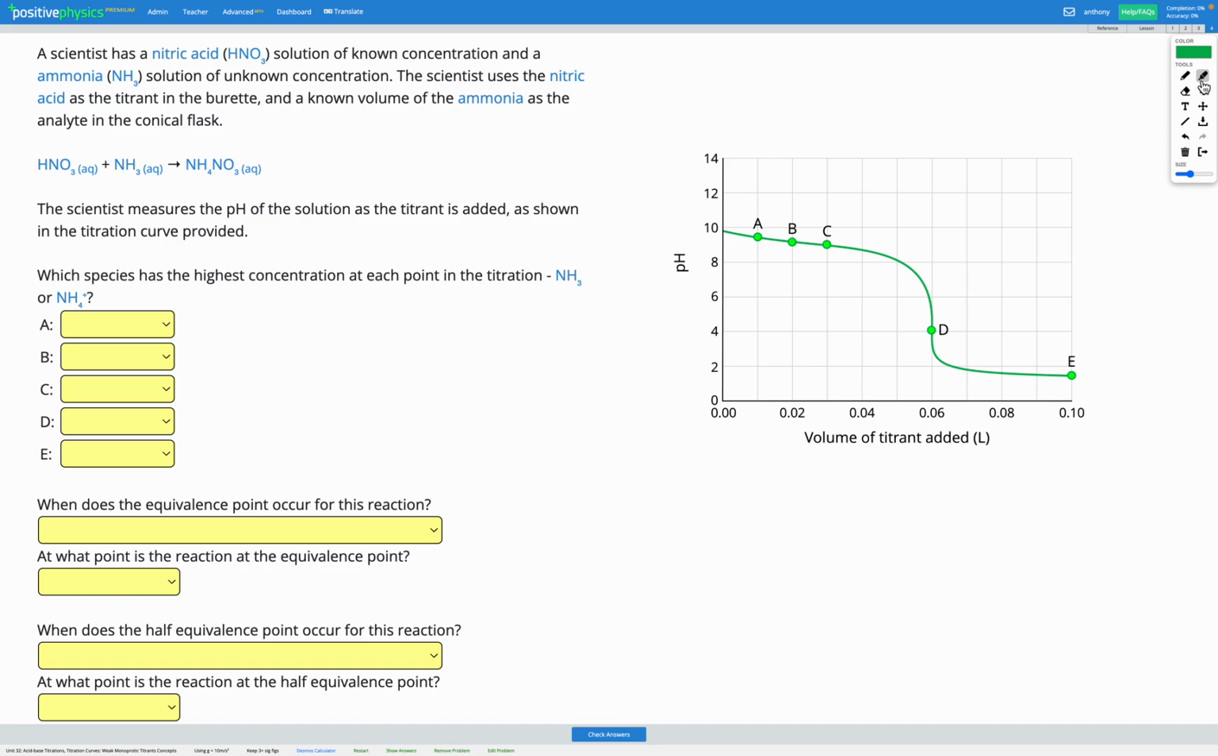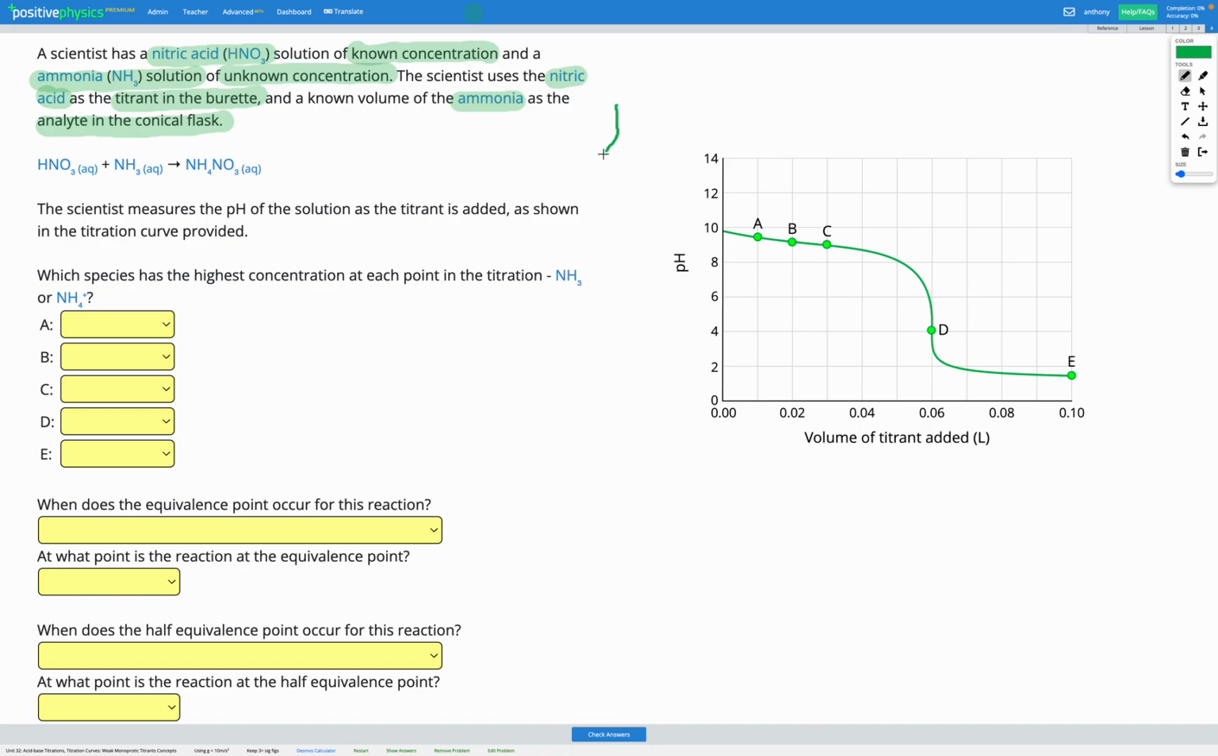In this question, a scientist has a nitric acid solution of known concentration and an ammonia solution of unknown concentration. The scientist uses the nitric acid as the titrant in the burette and a known volume of the ammonia as the analyte in the conical flask.